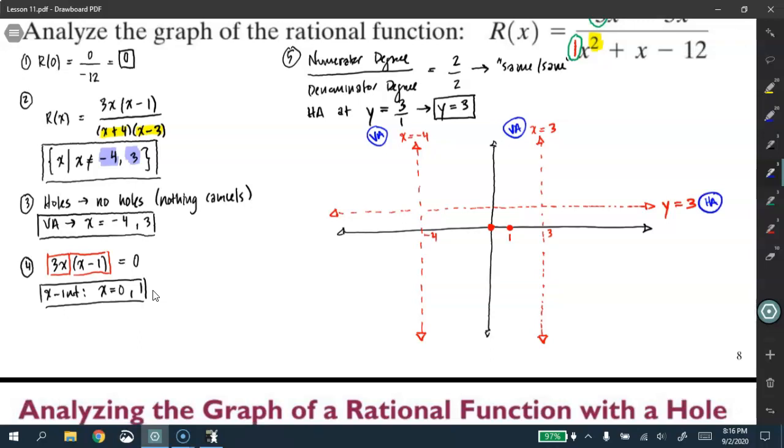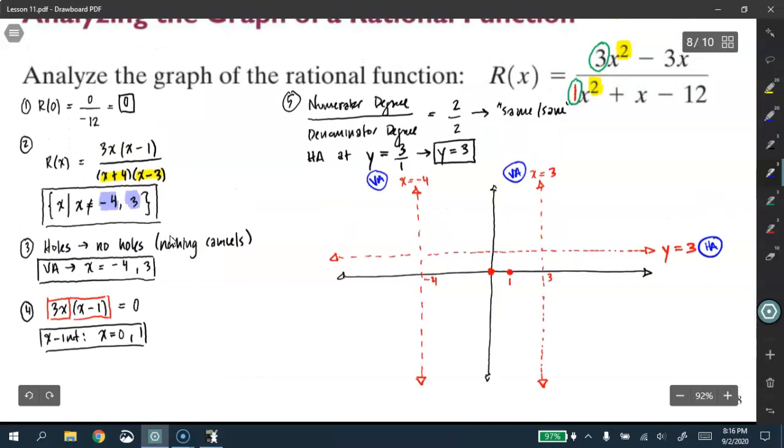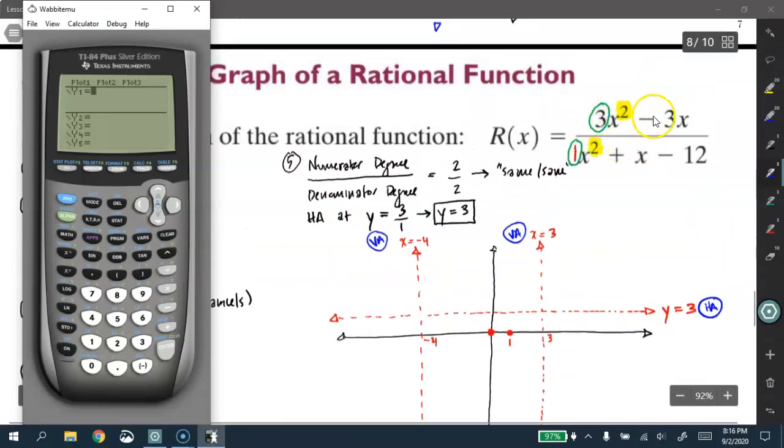Now you want to pick up a graphing calculator and type this function into the calculator. Here's the neat thing: you can either put the factorized form of the function or the non-factorized form, whichever you please. I'm going to put the non-factorized form into the calculator because that is what I did last time. Please remember to put parentheses around the top and the bottom. So (3x squared minus 3x) divided by (x squared plus x minus 12), like that.